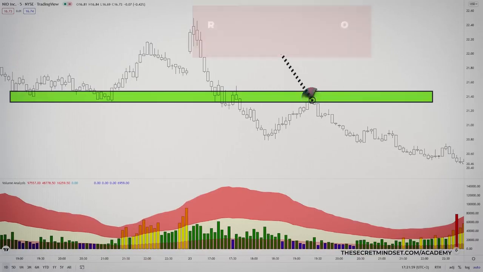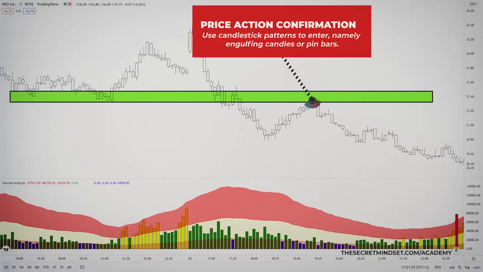My preferred method to enter into trades at the retest of a breakout level is by using price action, more specifically using candlestick patterns such as engulfing candles or pin bars.